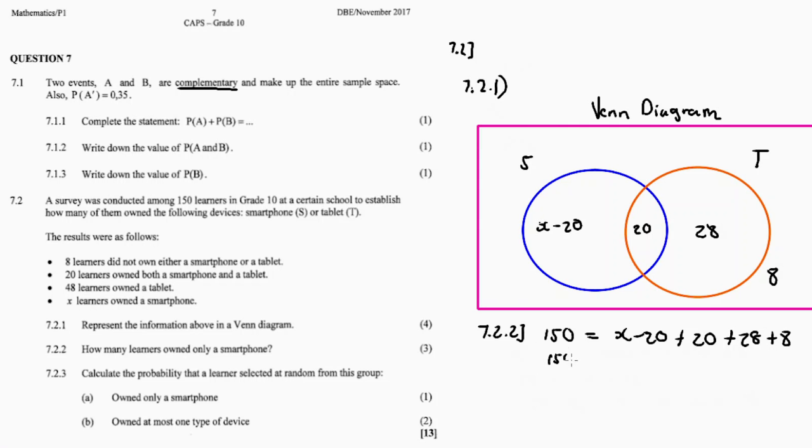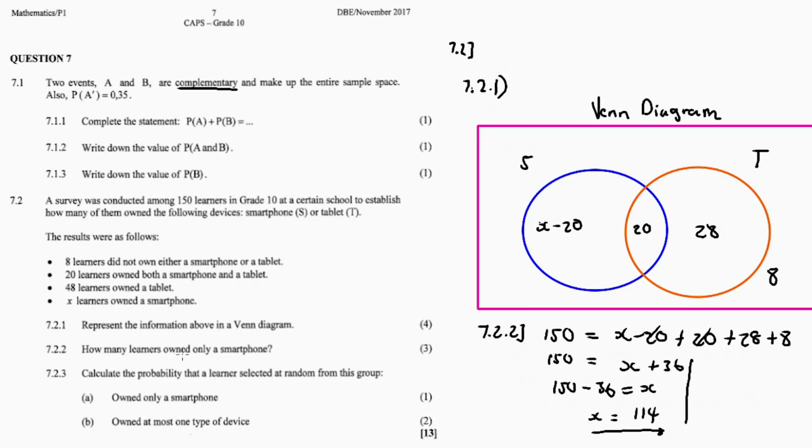So it's 150 equal to this 20 cancel alo 20 ngithola 28 plus 8, it's 36. 150 minus 36 is equal to x, and then x is equal to 114. So this is my final answer. No, not the final answer, but this is the value for x.